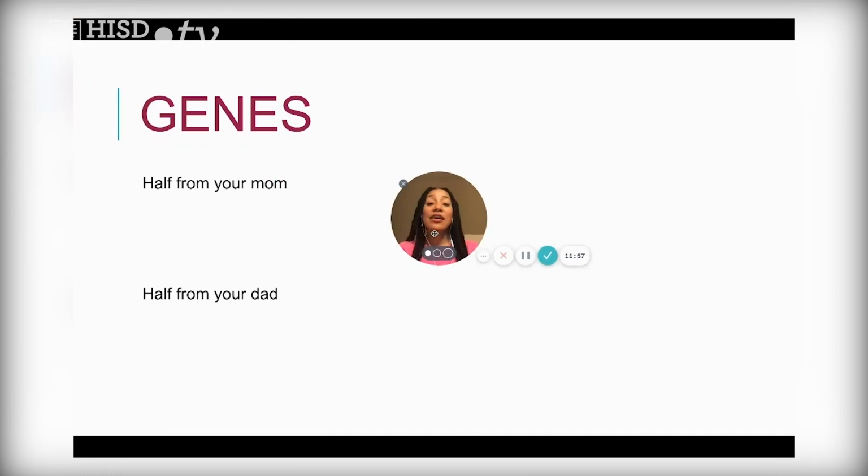So again, the thing we want to remember about genes, and again, we're talking about sexual reproduction, two parents, you get half from your mom and you get half from your dad. And when you take them and put them together, it'll give you what you see about yourself. When you combine your mom and dad's genes, it makes your hair brown. When you combine your mom and dad's genes, it makes your eyes blue.